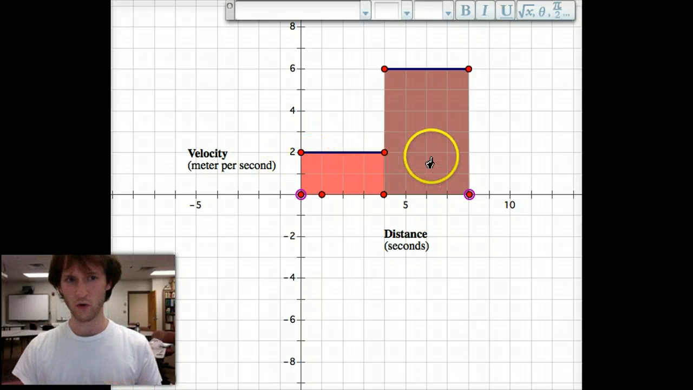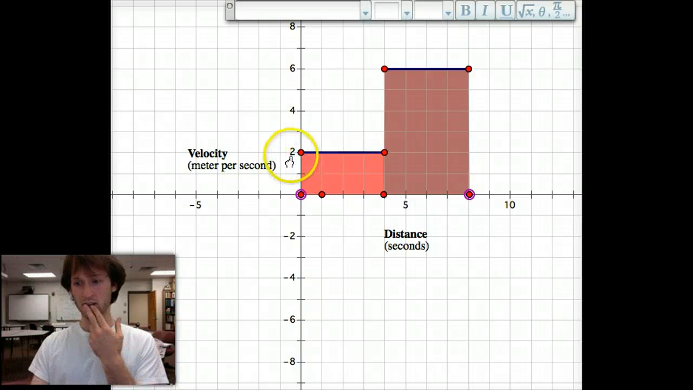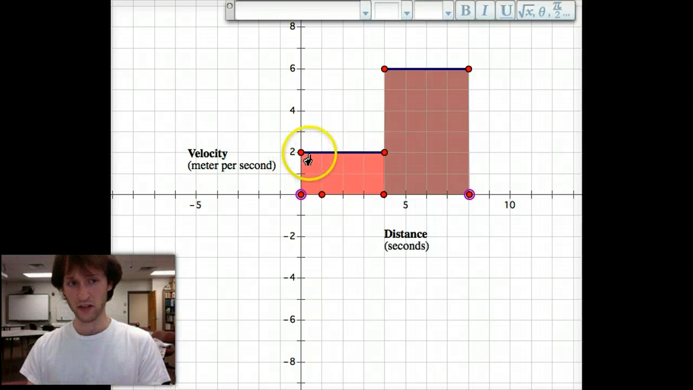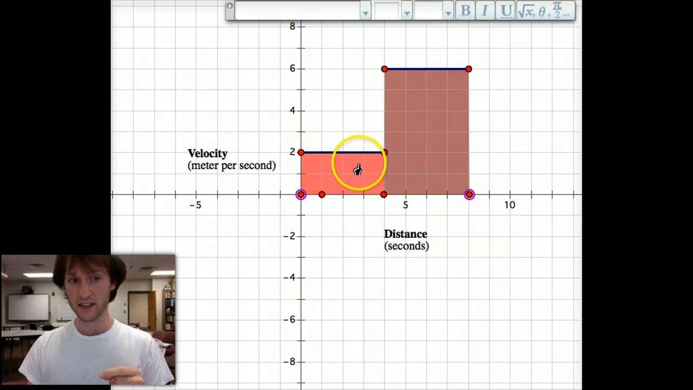Now, how do we know that? Well, one, it's just kind of common sense. You go 2 meters per second for 4 seconds, that's going to be 8 meters. Another thing is that you can use a geometric interpretation. Now notice that each of these boxes essentially represents 1 meter that you've gone. That's pretty cool, huh? So we could actually just count up all these boxes.